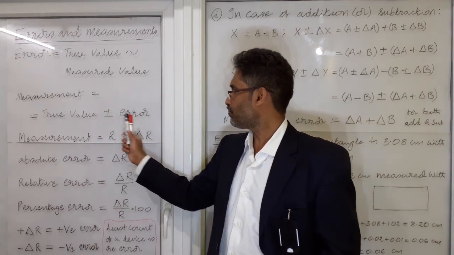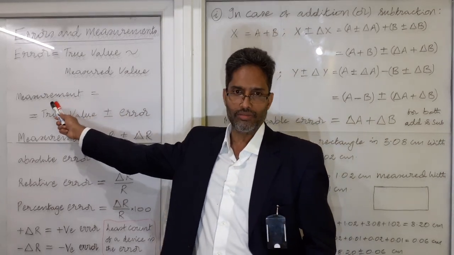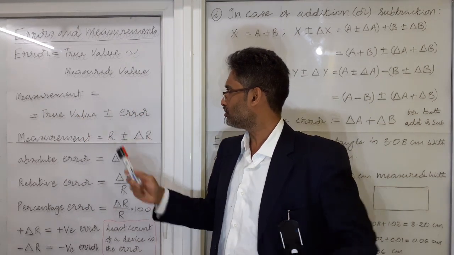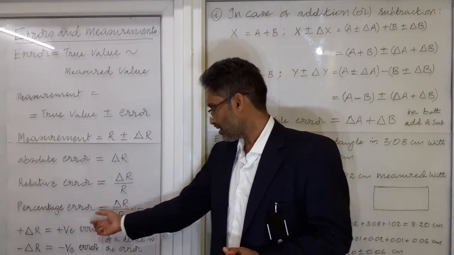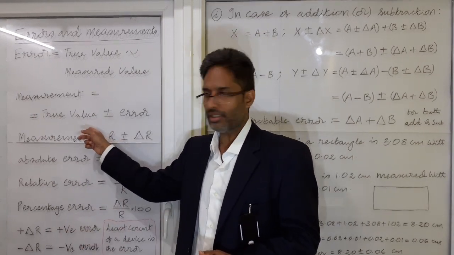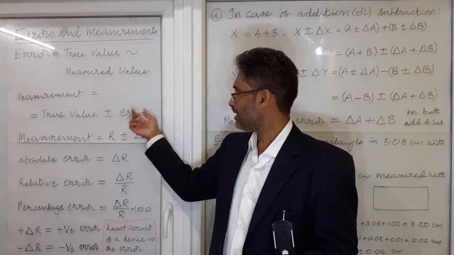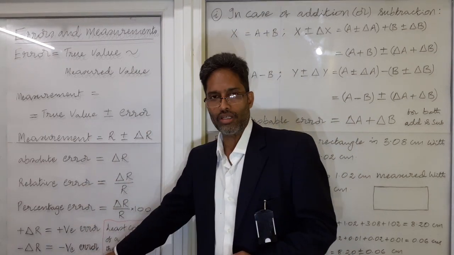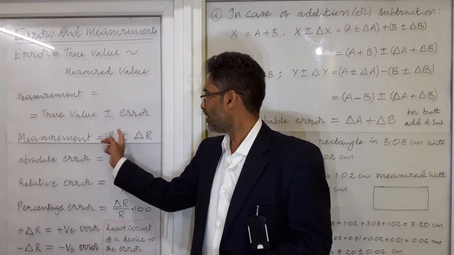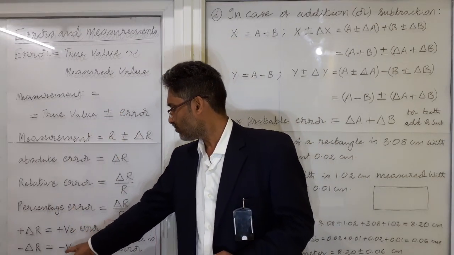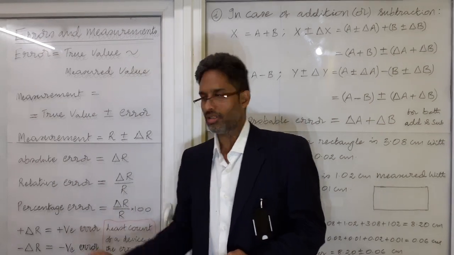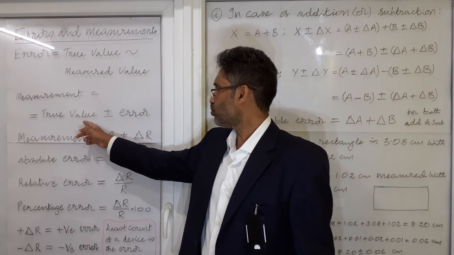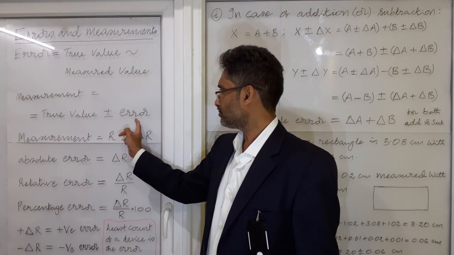So true value plus or minus error is that measurement, right? Sometimes the measurement may be more than the true value. In such a case, we call it a positive error, right? Sometimes the measurement will be less than the true value. In such a case, we call it a negative error. So if delta r is plus, that is positive error. If delta r is negative, that is negative error. So as a whole, we can write the measurement as true value plus or minus error, right?